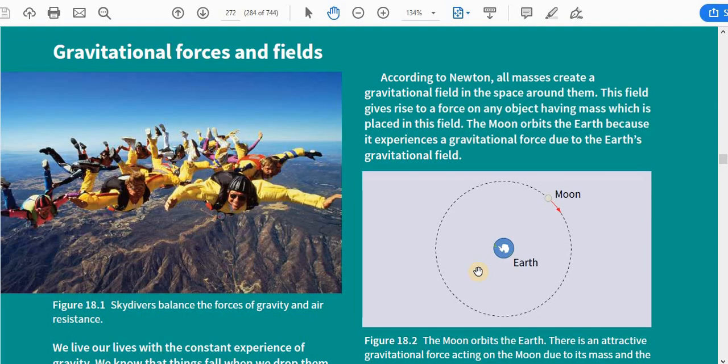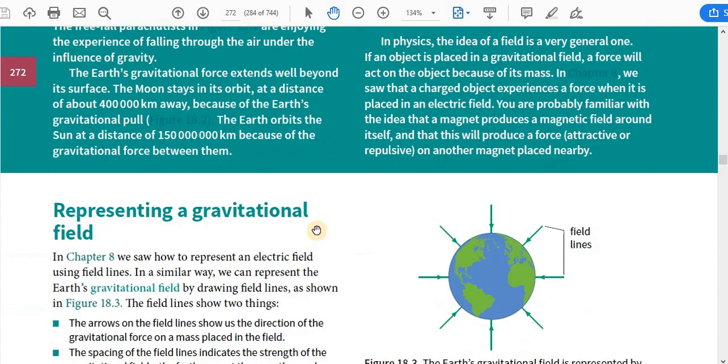Here you see gravitational forces and fields. These people are falling in a uniform gravitational field. They are in the field of the earth, close to the earth's surface. But the further and further you go from the earth, the less and less uniform it becomes, the more radial it becomes. We will see what it means.